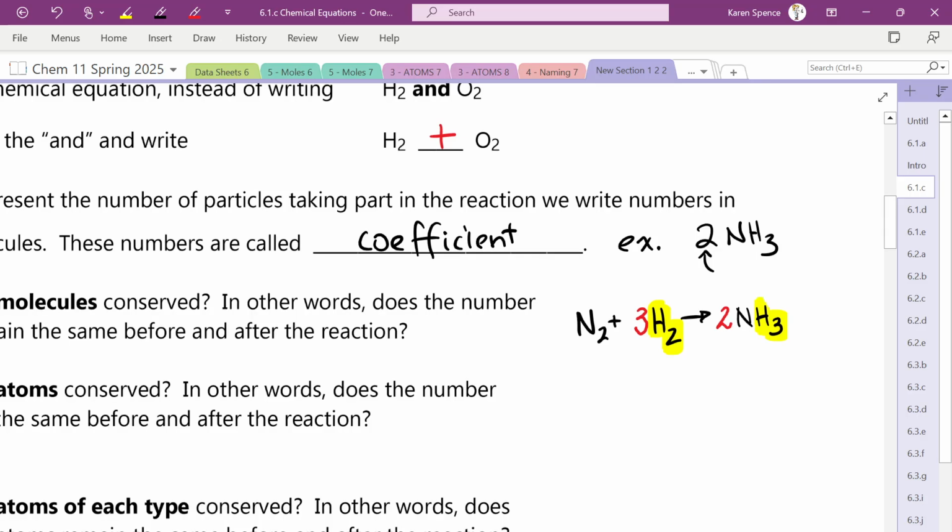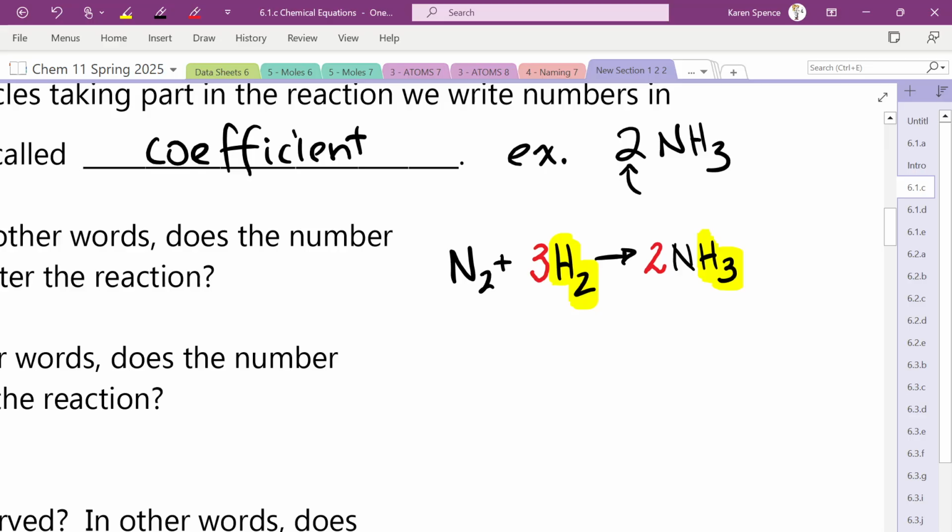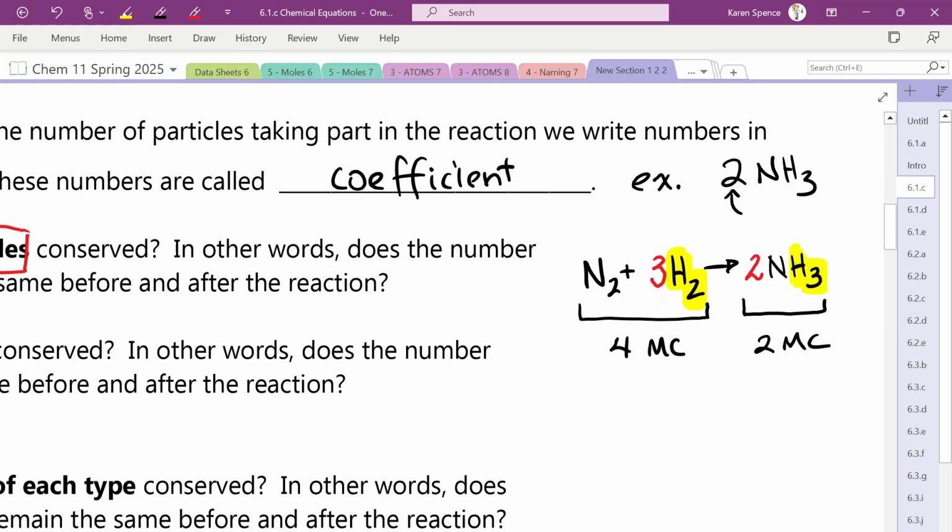Does the number of molecules stay the same before and after the reaction? Let's take a look at this reaction. How many molecules in the reactants? How many N2 molecules? 1. How many H2 molecules? 3. How many all together? There's 4 molecules in the reactants. How many molecules in the products? 2 molecules.